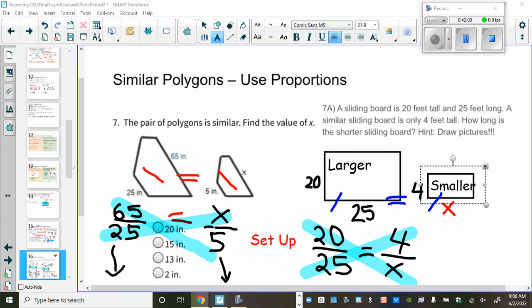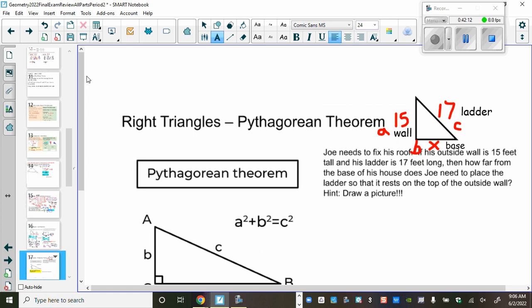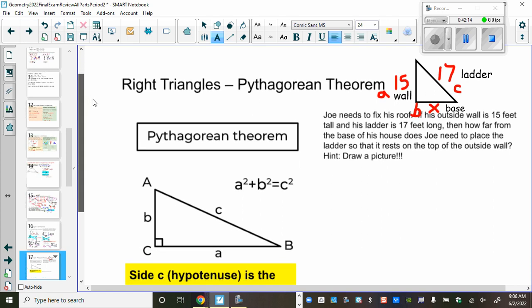Anybody have any questions? All right, here we go. Right triangle. So basically, here's your diagram. Joe needs to fix the roof of his outside wall. The wall's 15 feet tall. The ladder is 17 feet.